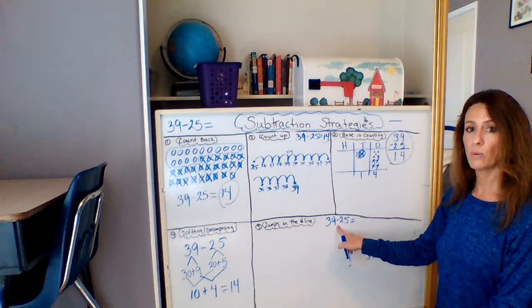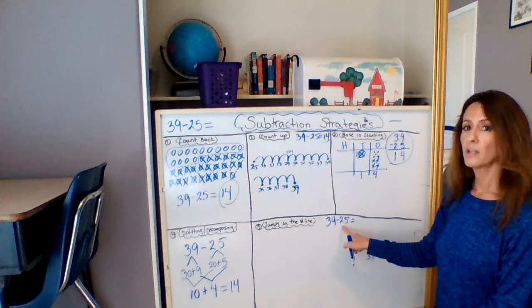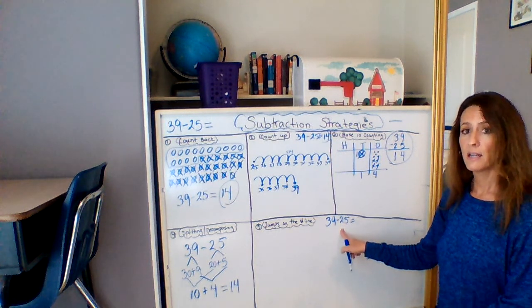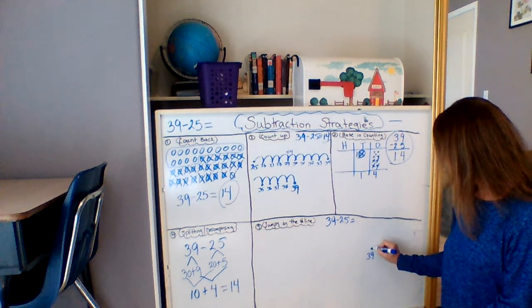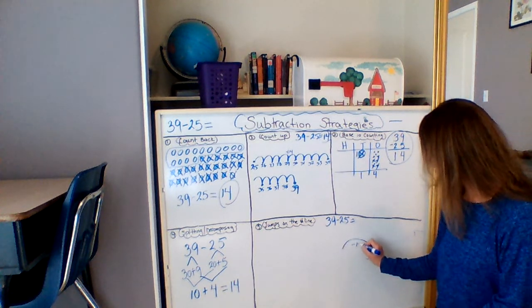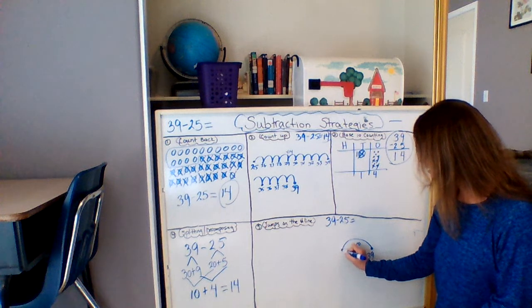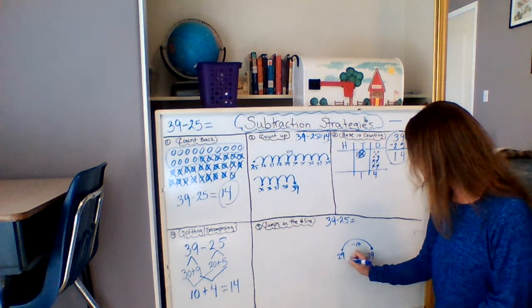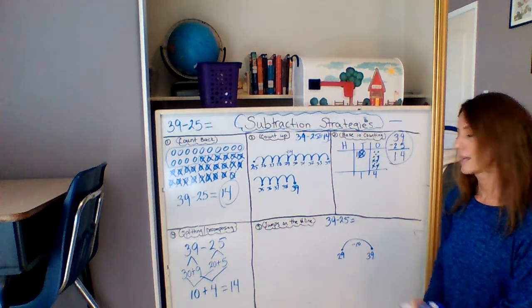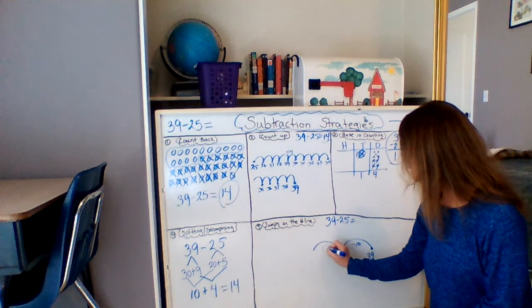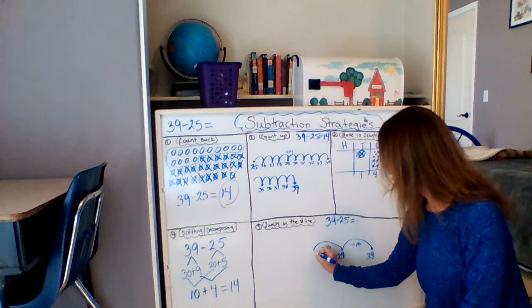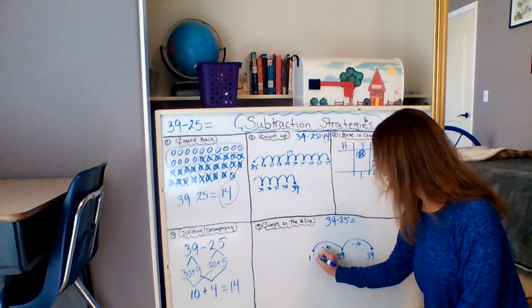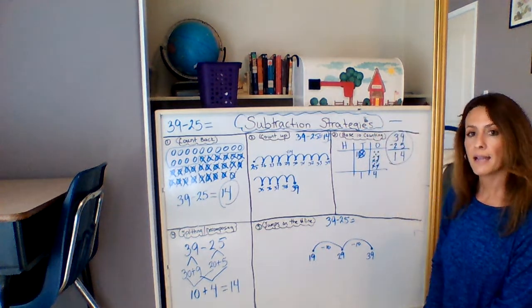We're going to be taking away 25. So remember, 25 has 2 groups of 10, which means I need to jump backwards 2 groups of 10. So from 39, if I take away 10, I'm going to land on 29. Okay. If I take away another group of 10, because remember I have to take away two groups of 10, take away 20, I'm now at 19.